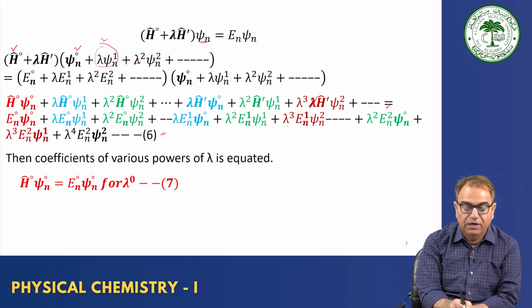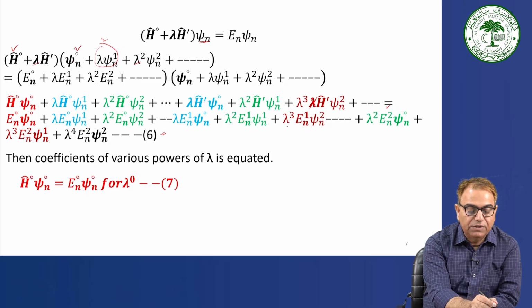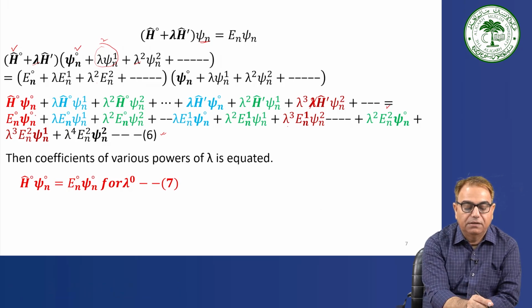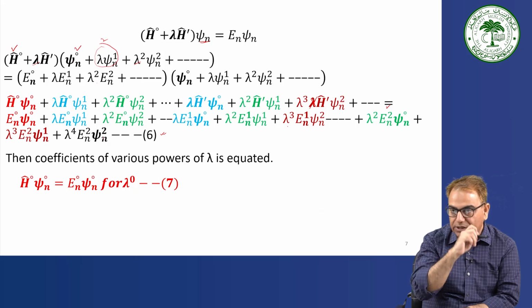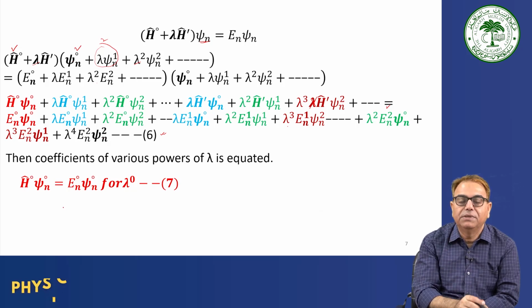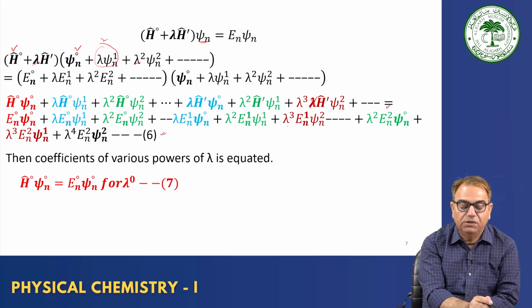See, for lambda raised to the power 0, you have this term and this term in the red only. No other term has lambda raised to the power 0. Here you have lambda raised to the power 1, lambda square, lambda cube. Then again here also lambda square, lambda cube. Everywhere you see, there is no other term where lambda is present. It is only these two terms where lambda is not present. So H naught psi n naught is equal to En naught psi n naught.